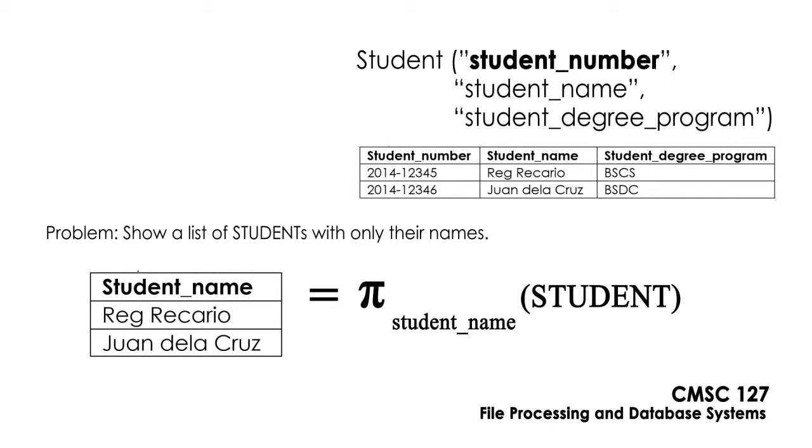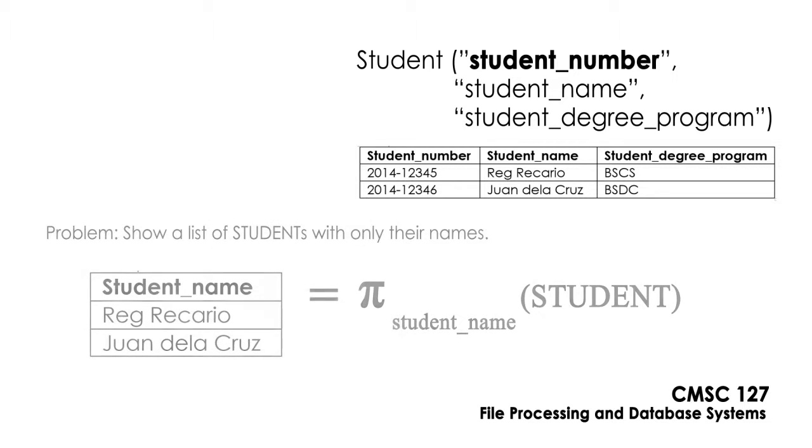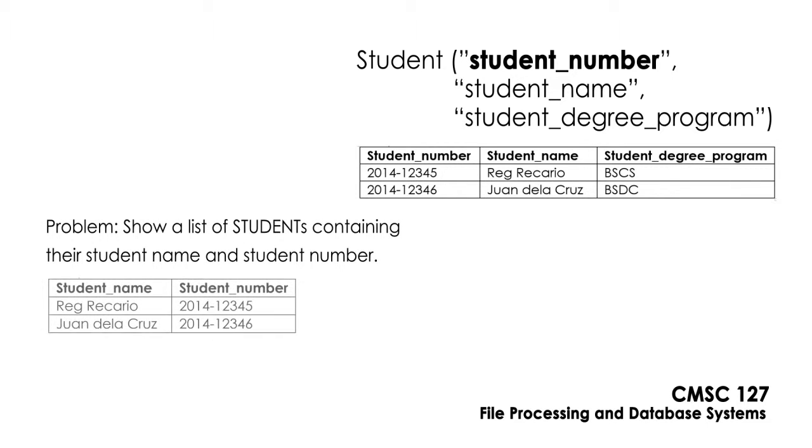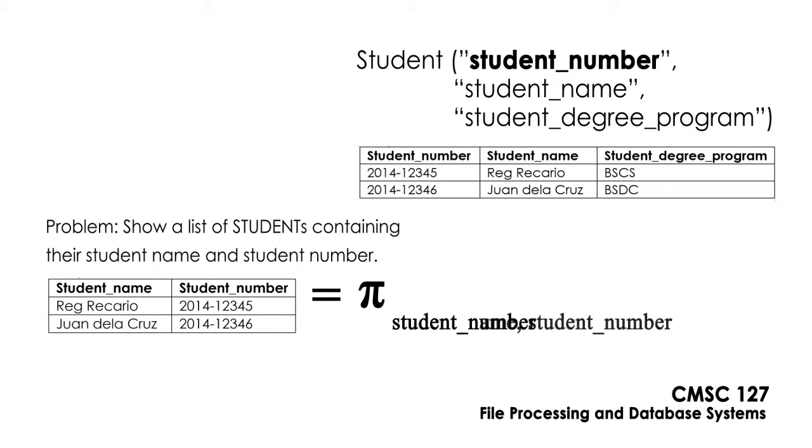Are you following? So another example would be, suppose that I want to see a list of students containing their student name and student number. So how do we do that in relational algebra? To do that, all we have to do is to state the expression project, followed by the student number, then the student name, and the name of the relation, which is student.